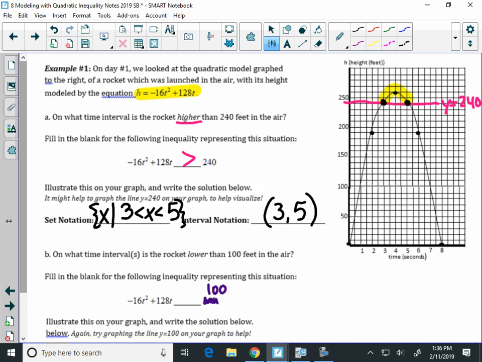So, if I'm now looking for where the rocket is lower than 100 feet, what symbol should I put in here? Less than. So when I look at my graph, again, I want to draw a line at 100 so I can visualize this here.